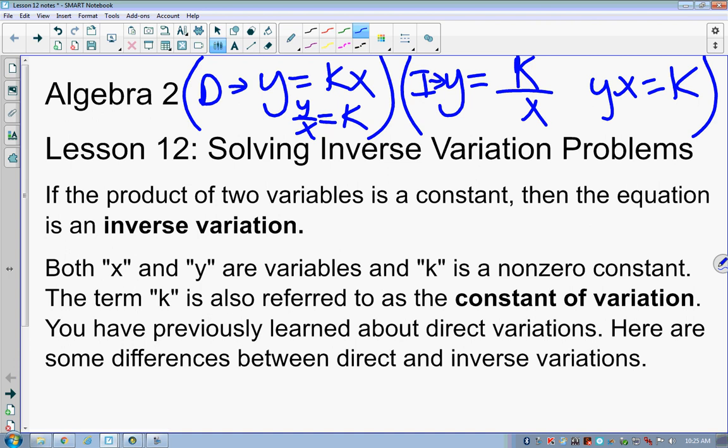All right, we can see that. If the product of two variables is a constant, then the equation is an inverse variation. That's what we're getting here when we're solving for our constant. If the multiplication of two variables, in this case y and x, equals a constant, then we're inverse. Both x and y are variables. K is the non-zero constant, just the same way it was during direct variation. The term k is our constant of variation. That hasn't changed. We learned about direct variation, so basically what we're going to do is look at the differences between the two.